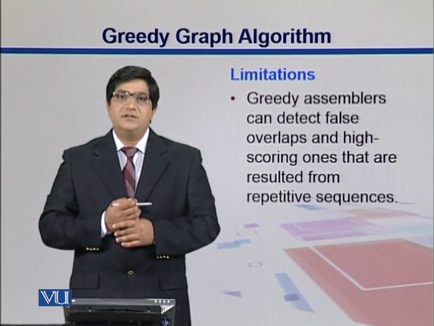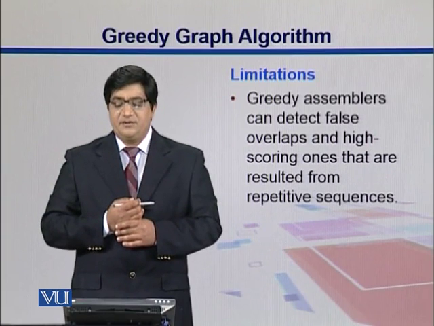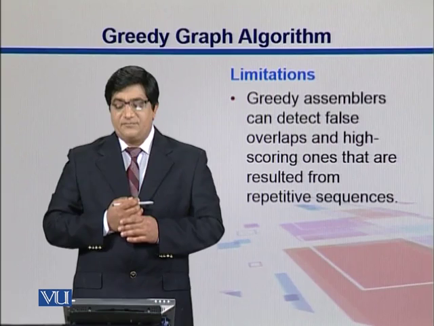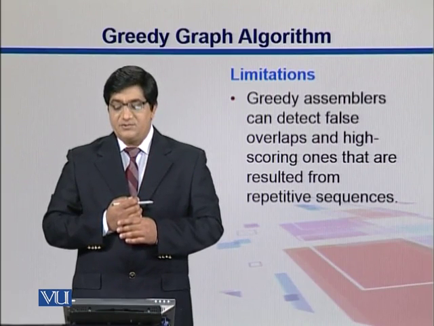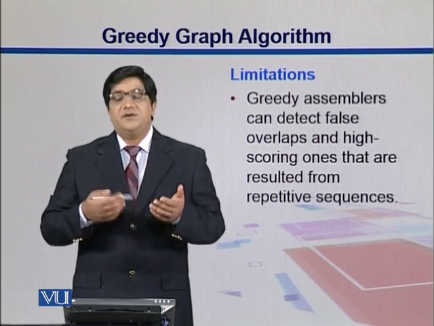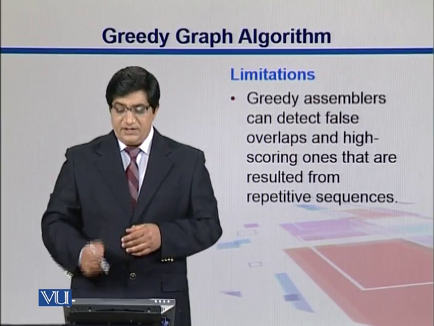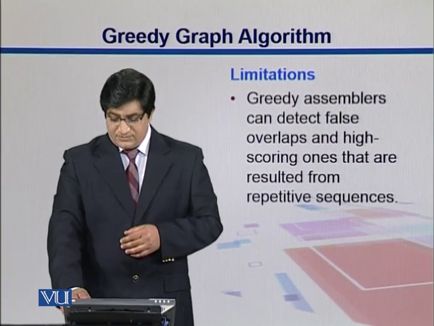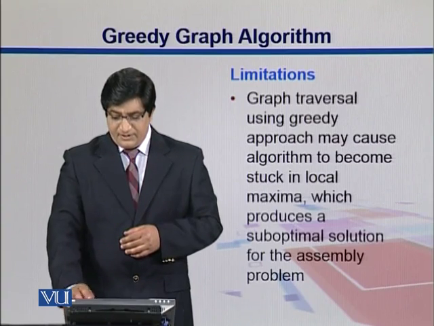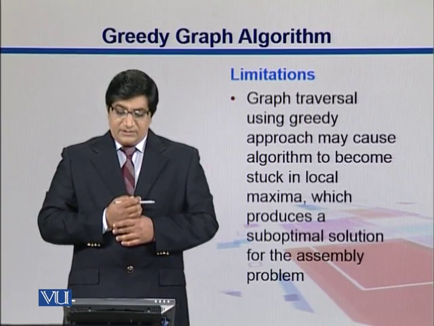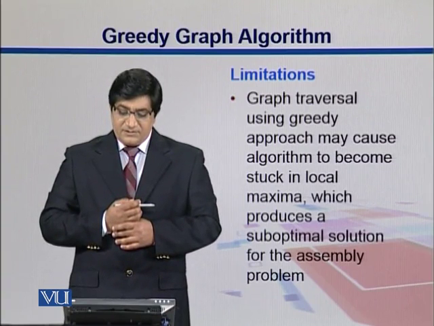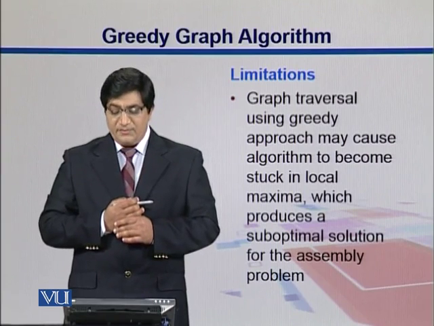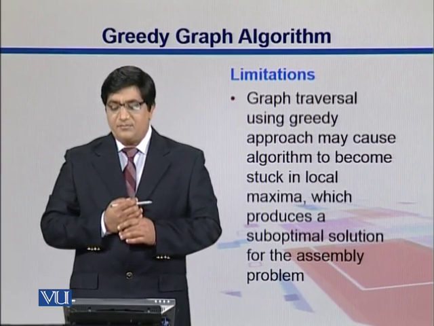Obviously, this simple and greedy approach has some disadvantages. The disadvantage is that it can detect false overlaps, and we can have high scoring ones that are maybe coming from repeats. So here is the place where this algorithm is kind of failing. There is another limitation: graph traversal may cause the algorithm to get stuck in local maxima, which produces suboptimal results.